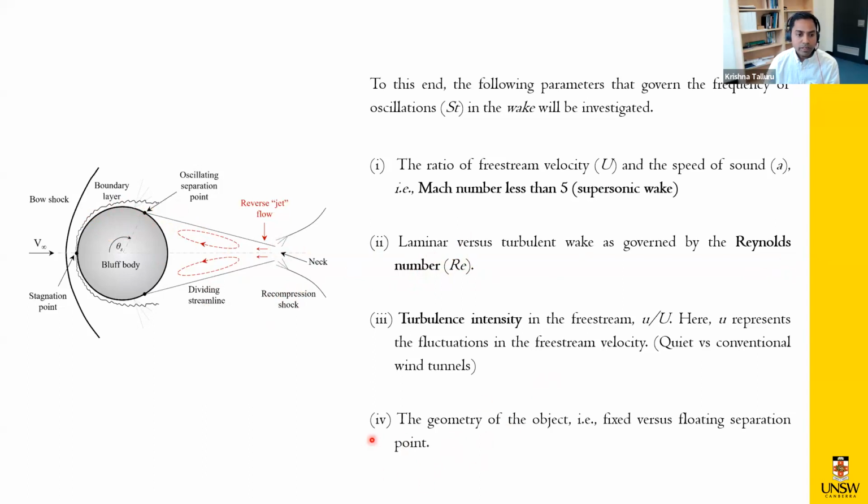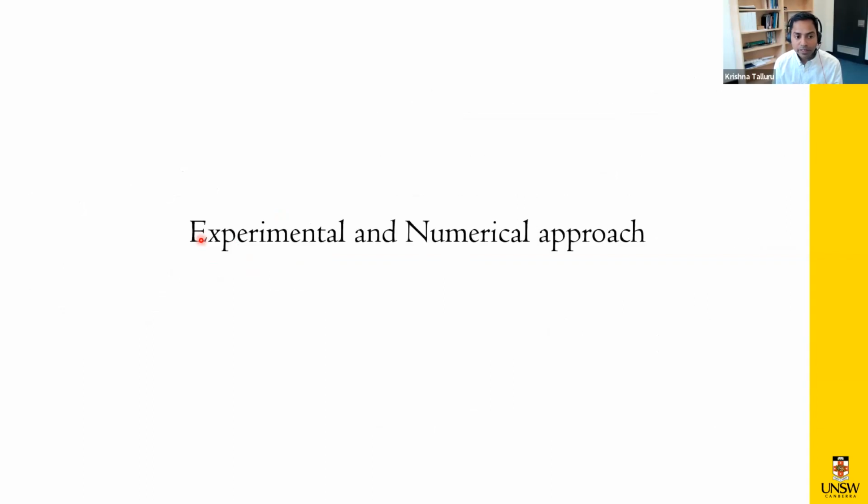And we also think there is the geometry of the object. In this case, this is curved, so you can have a floating separation point. But what if you have blunt bodies with sharp corners, where you're forcing the flow to separate at those points? Would you still see these oscillations? So these are some of the parameters we think are important, and we're going to take an experimental and a numerical approach to answer the dependency of these parameters and how they affect the wake oscillations.